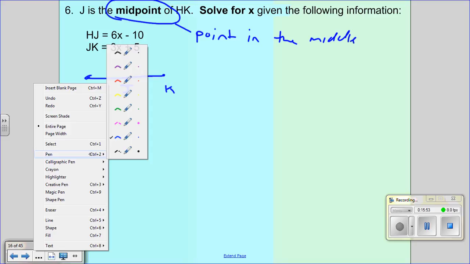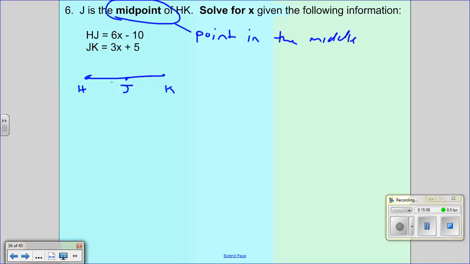Another way to illustrate that that point is in the middle is to include tally marks on each part. Those tally marks tell the reader of your picture that those two pieces are congruent. So whenever you see tally marks on a segment or a side of a figure, the tally marks represent that those sides are congruent. Because if you're in the midpoint, then the length between H and J is going to equal the length between J and K. So this setup for the equation is going to be slightly different than before.